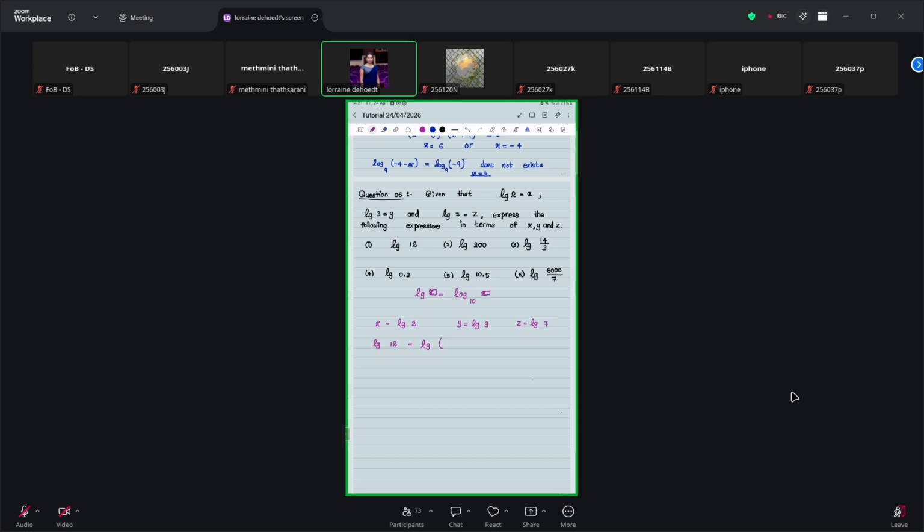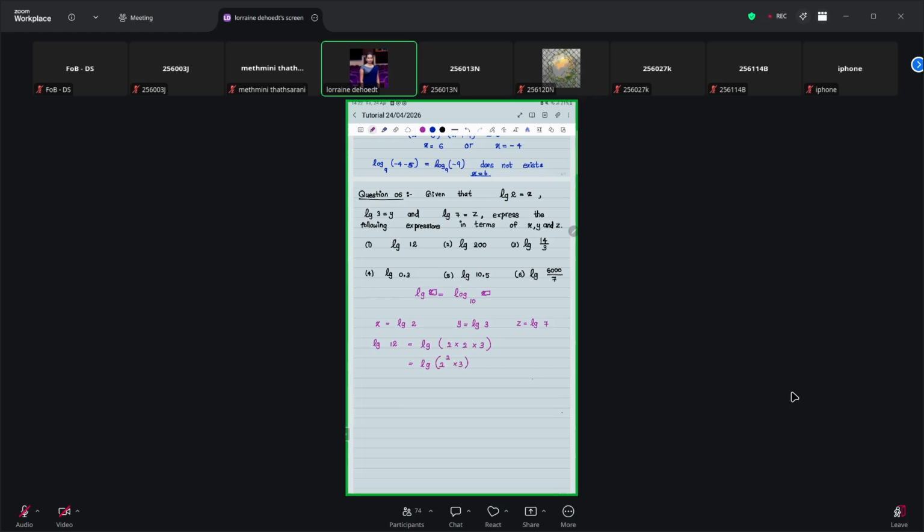You can do it only with multiplications and divisions, because log laws are defined for multiplications and division only. 12, you can rewrite this as 2 into 2 into 3. I'll rewrite 12 as 2 into 2 into 3. That means log of 2 to the power 2 into 3.